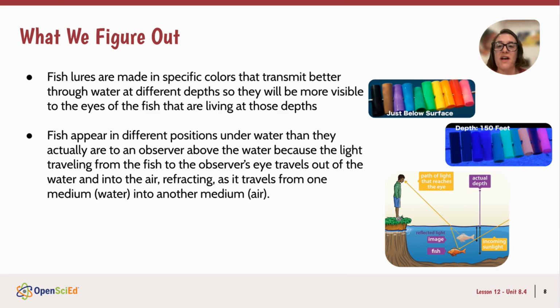What students will figure out in this lesson is that fishing lures are made of specific colors that transmit better through water at different depths so that they are more visible to fish that are living at those depths. And they'll figure out that a fish appears in a different position underwater than where it actually is. That's because the light is refracting as it hits the water and then travels back to our eyes.